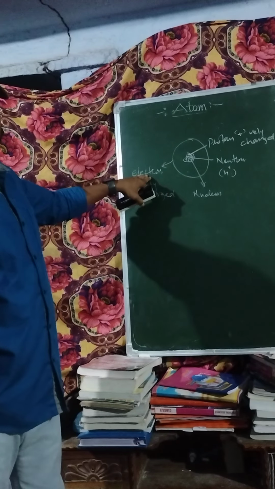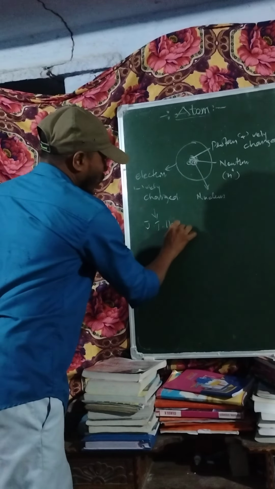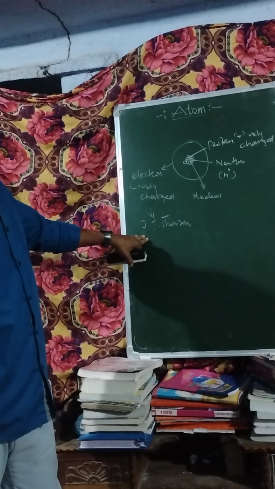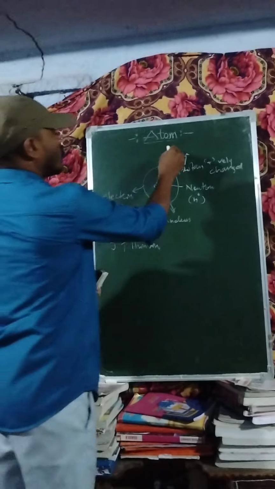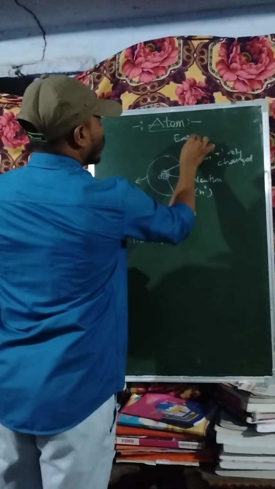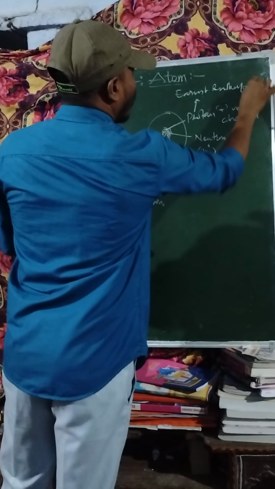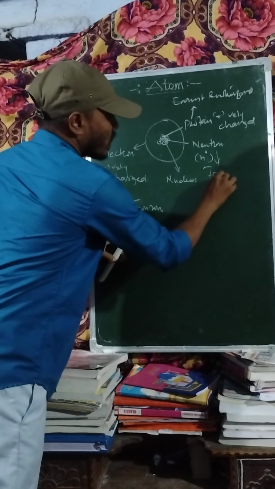This electron was discovered by J.J. Thomson by the cathode ray discharge tube. And the proton was discovered by Ernest Rutherford. And the neutron was discovered by James Chadwick.